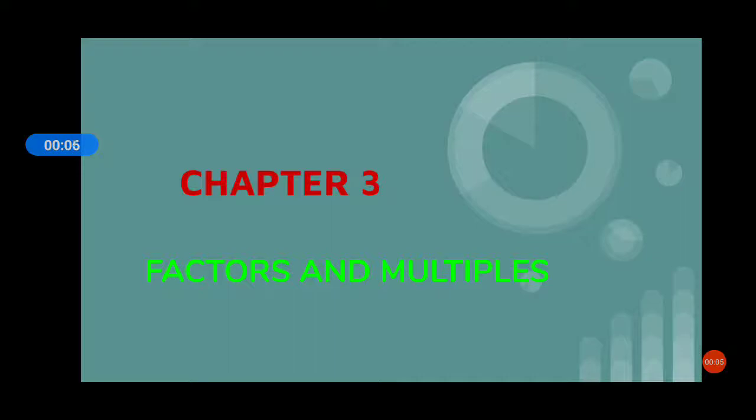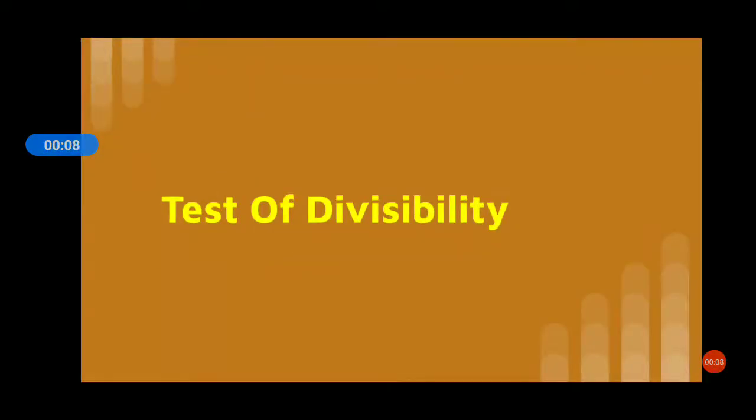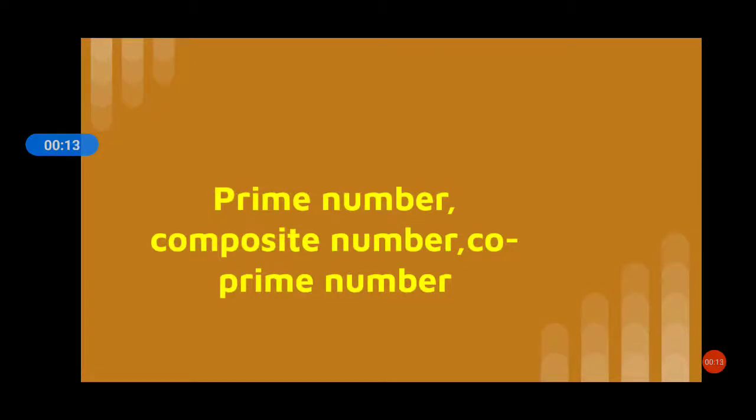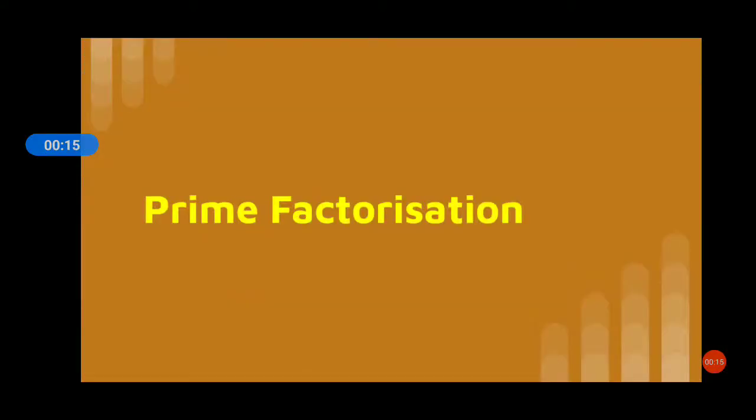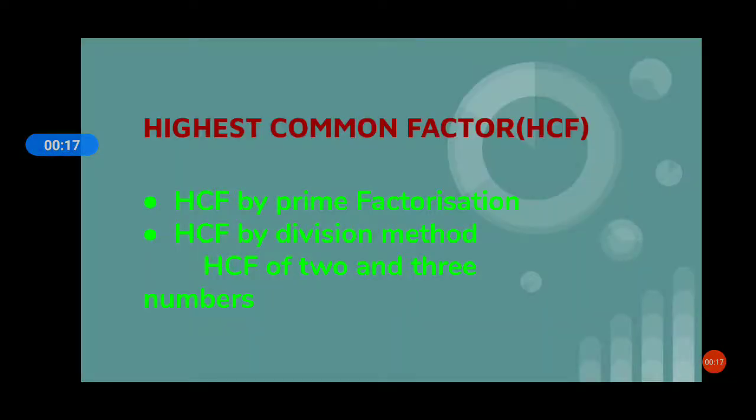We are already seeing about the factors and multiples, what the factors are and how to find divisibility using all the numbers. We were seeing what prime numbers, co-prime and composite numbers are. Then we were seeing what prime factorization is. In the last topic we saw the highest common factor. We have different types in that HCF. We can find the HCF using prime factorization and the division method.